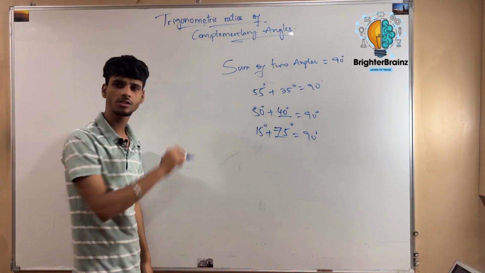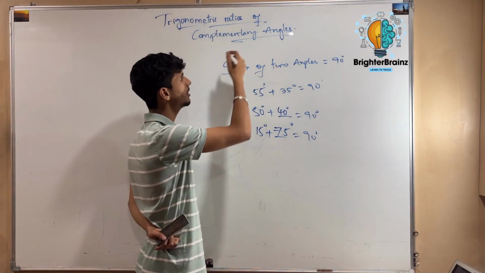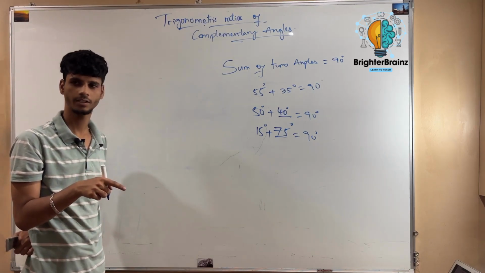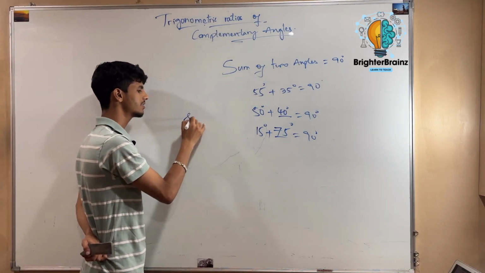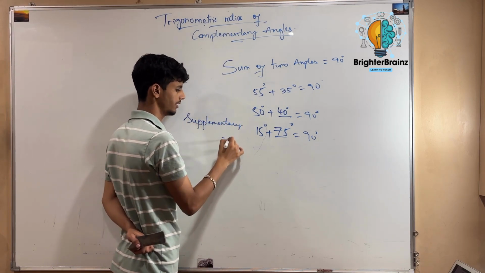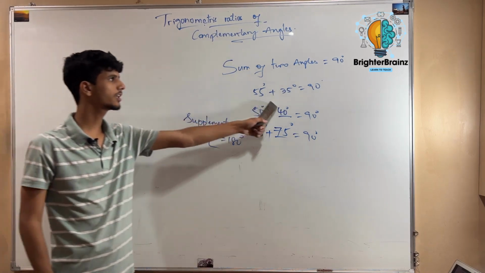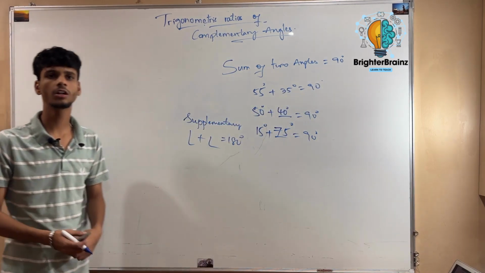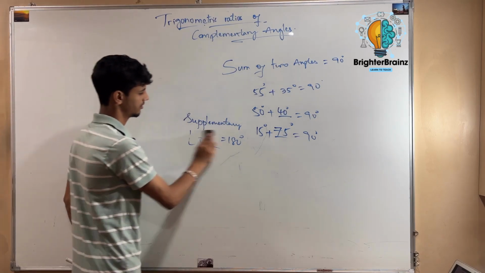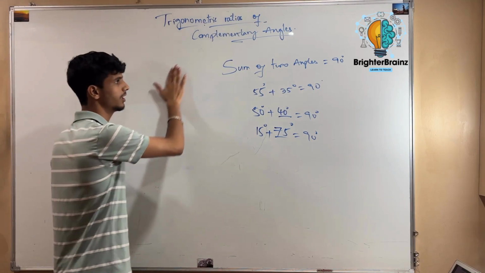Next, there are also supplementary angles. We won't discuss supplementary angles here, but you will discuss them in lines and angles in 8th class. Supplementary angles are two angles whose sum is equal to 180 degrees. Here, the sum of two angles equal to 90 is called complementary, and when the sum of two angles is 180, it is called supplementary. We don't need supplementary angles now.